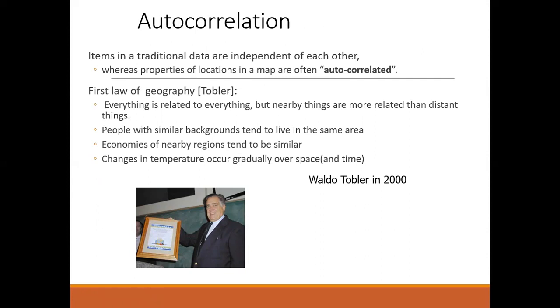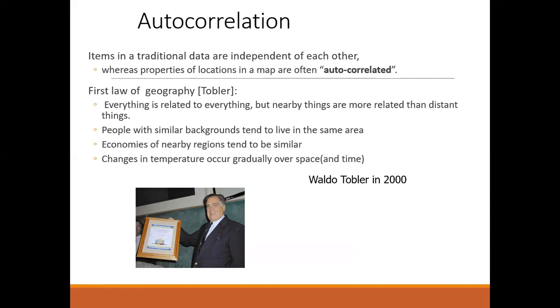Now let's discuss a phrase called autocorrelation. Items in traditional data are independent of each other, whereas properties of locations in a map are often autocorrelated. They are dependent. What does the first law of geography state? This law of geography was stated by Waldo Tobler: everything is related to everything else, but nearby things are more related than distant things.